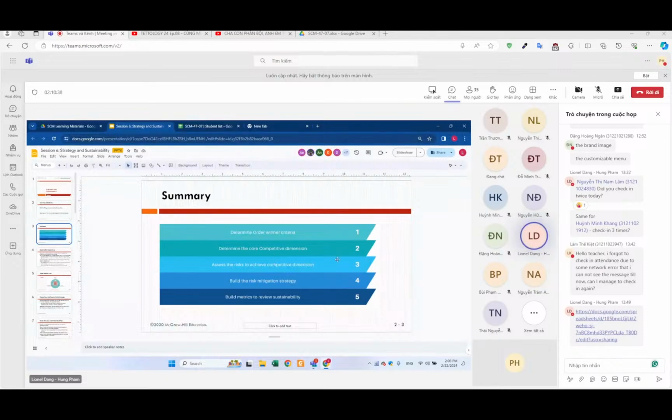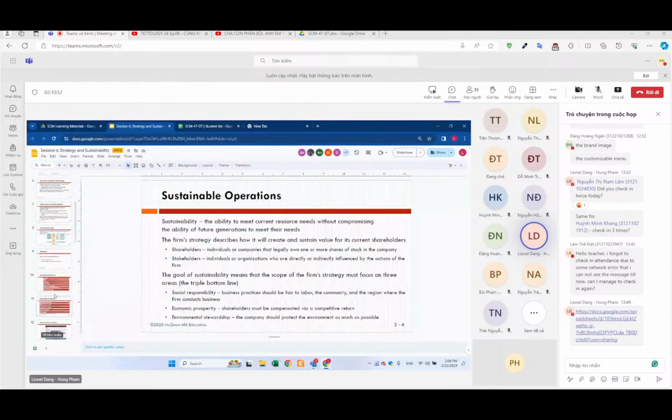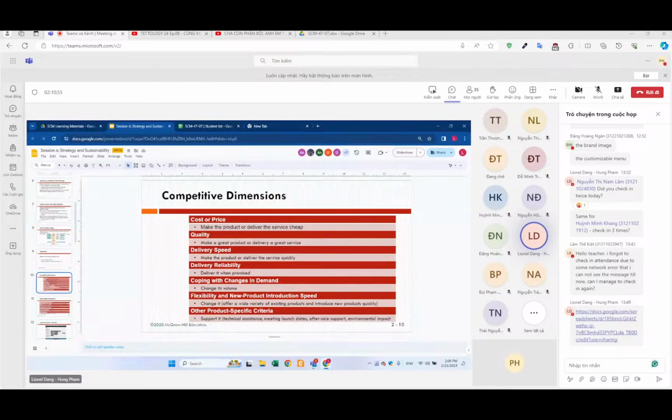It's the same flow. In the beginning, we determine the order winner. And based on the winner criteria, we determine the competitive dimensions. Okay, and now your competitive dimension is what? For example, your competitive dimension is delivery reliability. That is the must that you need to achieve, right? You need to be reliable in the delivery. So what are the risks that can derail your logistics from delivering on time and in full? For example, what are the risks? You understand? Yes, I understand.